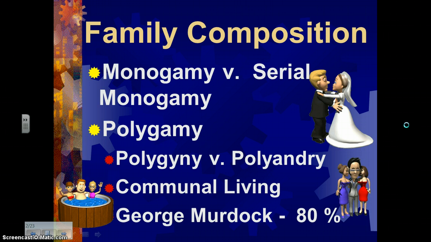Now, to compare that with polygamy, polygamy refers to the marriage of one person to several other people at the same time. So polygamy simply refers to many spouses or several spouses at the same time. Now, if we take a look, there's 2 types of polygamy. First one we're going to talk about is polygyny, G-Y-N-Y. Polygyny refers to the marriage of one man to more than one woman at the same time. So a husband who has many wives.